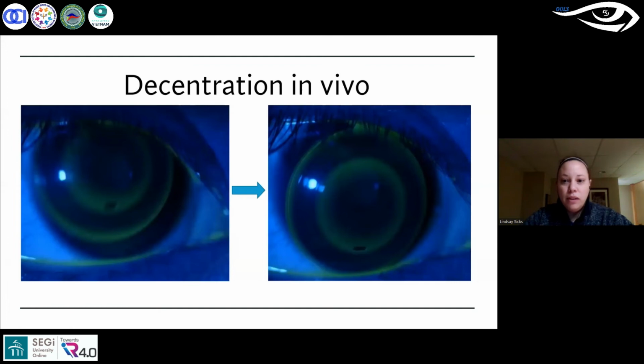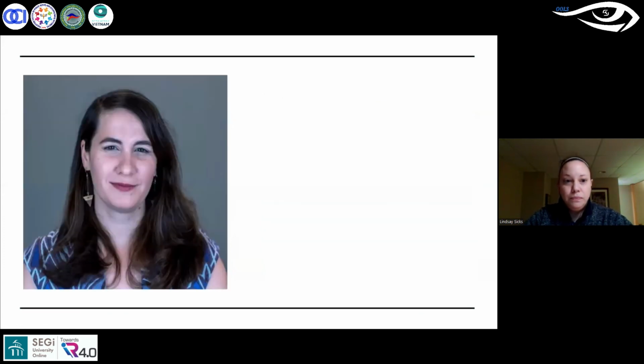Here's just another example of that same kind of thing, where the patient's on the left, their eyelid is pulling the lens up and out, decentered. And then as they blink, they kick the lens down and out. And so neither of those are lovely and centered, but this patient actually was doing fine in terms of their topography. So with that, I'll wrap up.